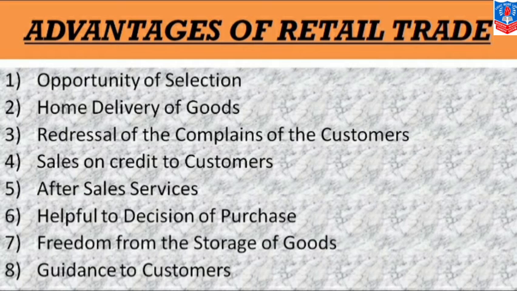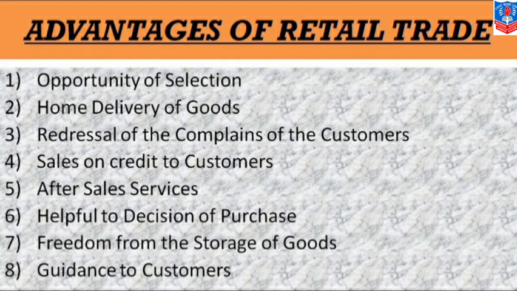First, opportunity of selection. The retailer keeps in stock various types of products of different producers as per the requirement of customers. This enables customers to find the product of their selection and preference. Second, home delivery of goods. In retail trade, the retailer also provides auxiliary services and after sales service together with the sale of the product, for example, home delivery of product, service about repairing or cleaning of the product, redressal of the complaints of customers.